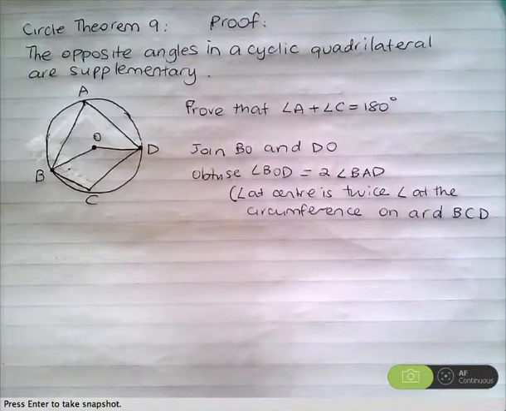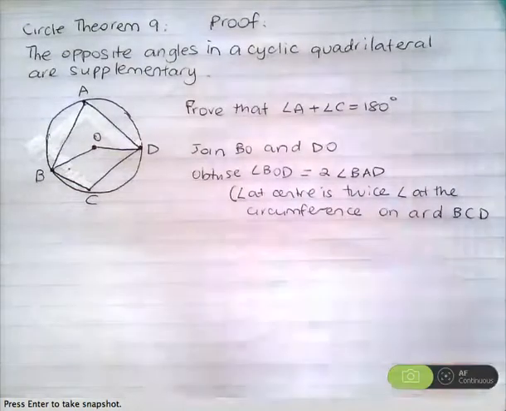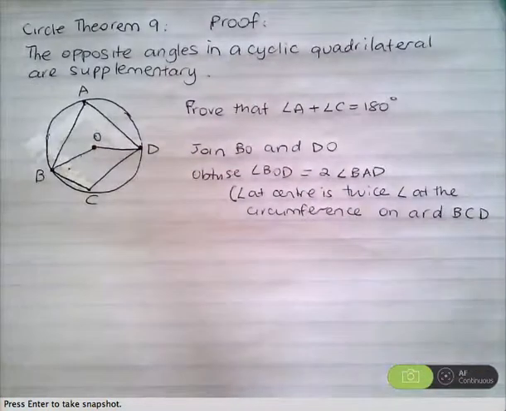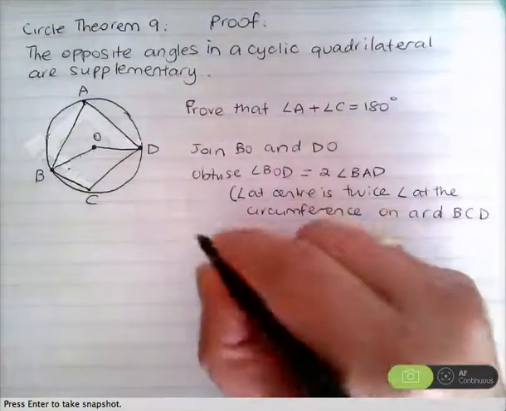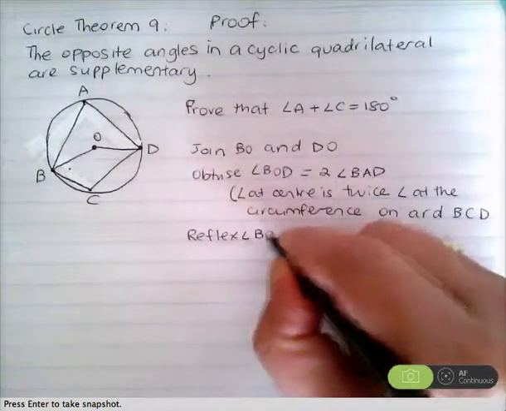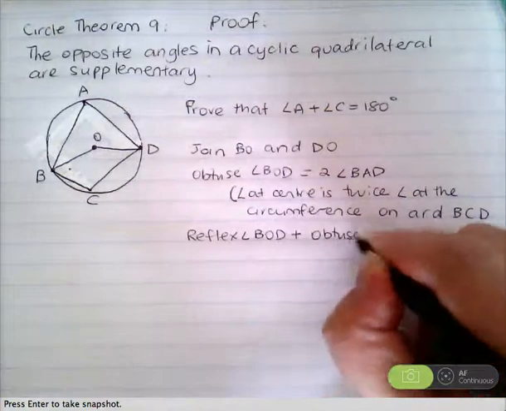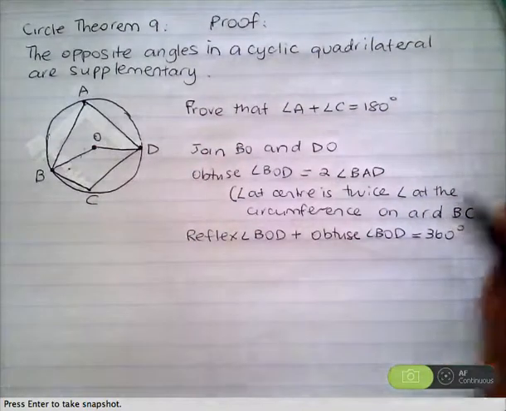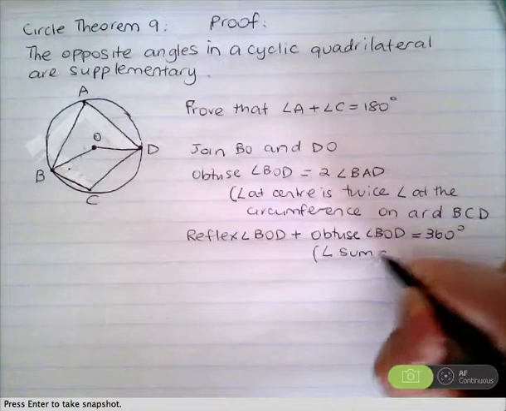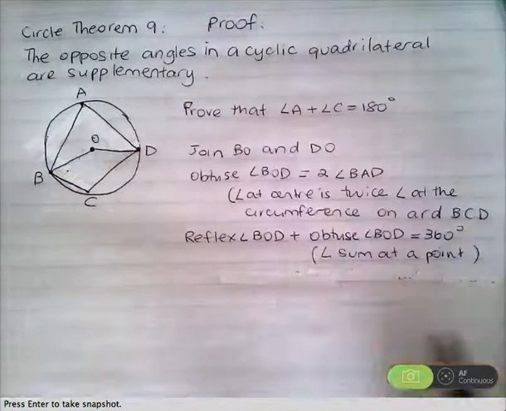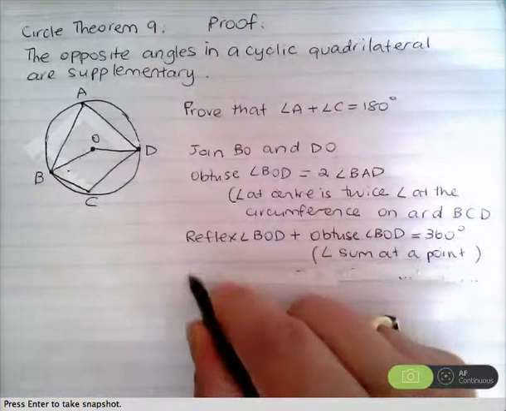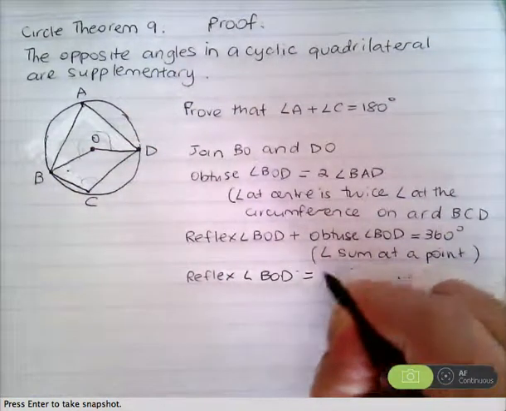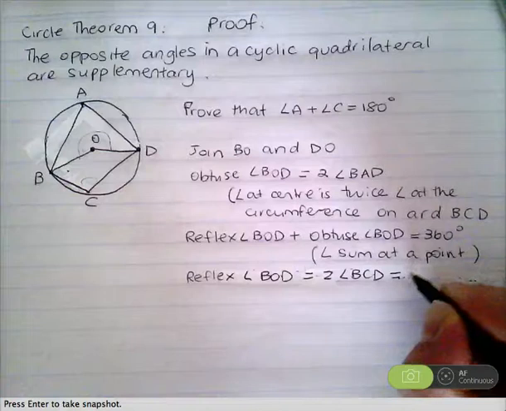Okay? Now, what we can also do is work out this reflex angle BOD. The way we can do that is that we know that reflex angle BOD plus obtuse angle BOD equals 360 degrees because it's angles sum at a point or angles in a revolution. So there. Now, actually, there's a little step that I need to insert there as well. But we also know that reflex angle BOD, this angle there, is 2 times angle BCD, which I'm just going to write as 2 times angle C.